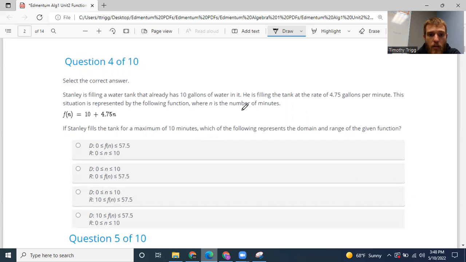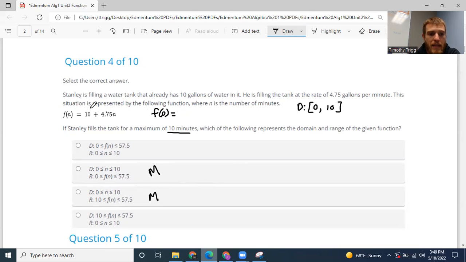So the domain is the time, right? The domain is the time that he's filling it up. Well, it says he fills the tank for a maximum of 10 minutes. So our domain, you can fill it from 0 to 10 minutes. Okay, so I would say it's either this one. So this one I'll put an M for maybe, and an M for maybe, because they both have that correct domain. You see that? Now, what about our range? Well, what if we put 0 into our function? So what is f of 0?